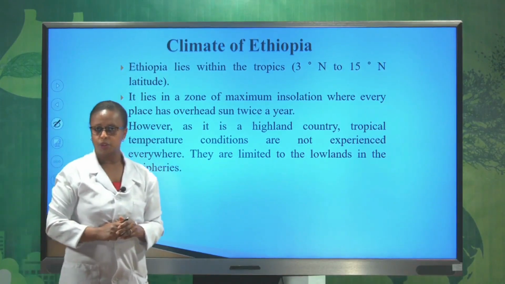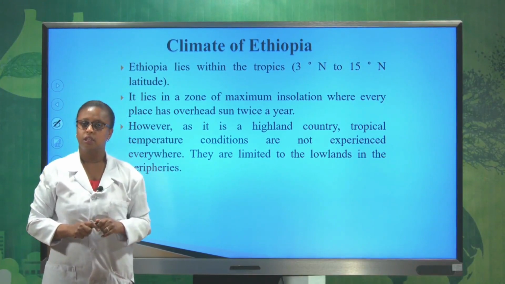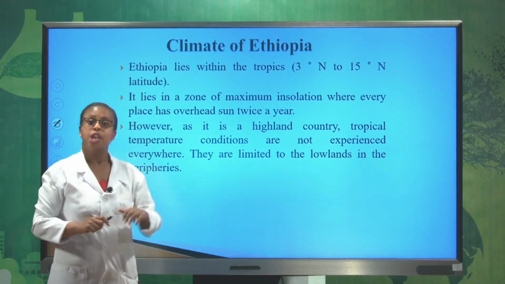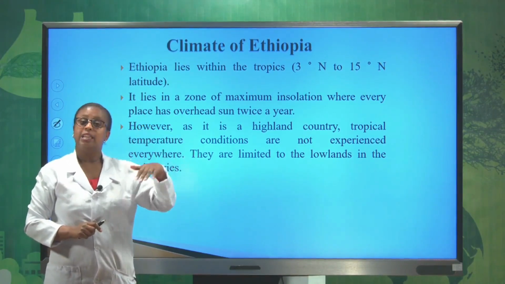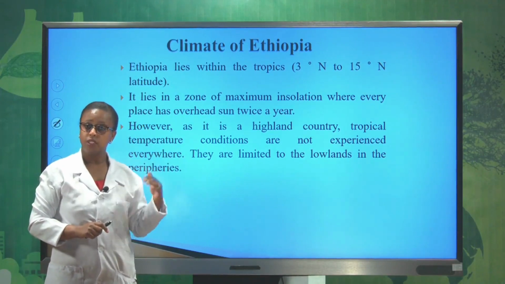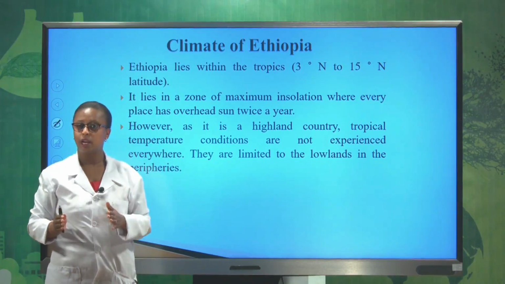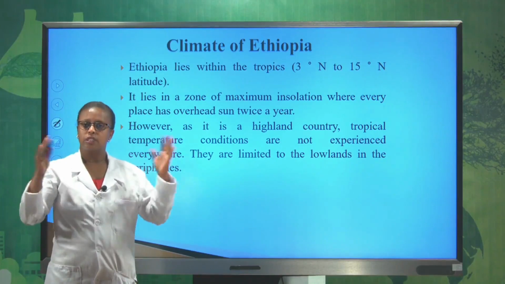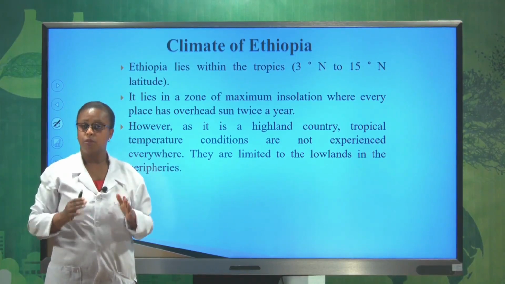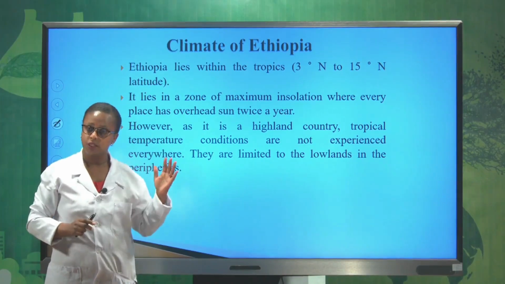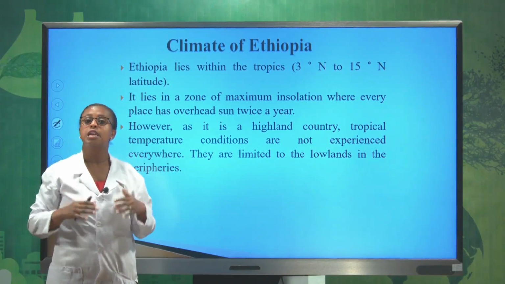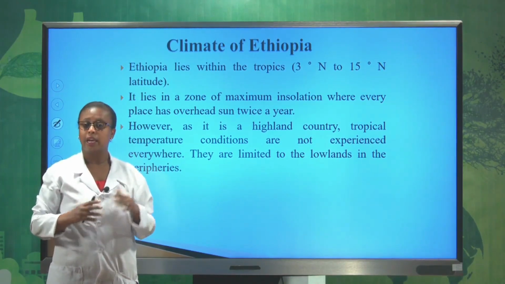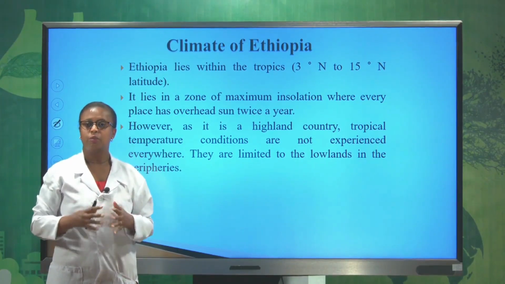It is 160 meters below sea level. Let us see the climate of Ethiopia. Depending on the above lesson, latitudinally Ethiopia lies 3 degrees north to 15 degrees north of the equator, and it lies within the tropics. Even though it lies within the tropics, the tropical temperature condition is not experienced all over the country. This is because most of the Ethiopian areas are highlands, and these highlands experience cool temperatures and abundant rainfall. In addition to that, altitude plays a great role in controlling the climate of Ethiopia.